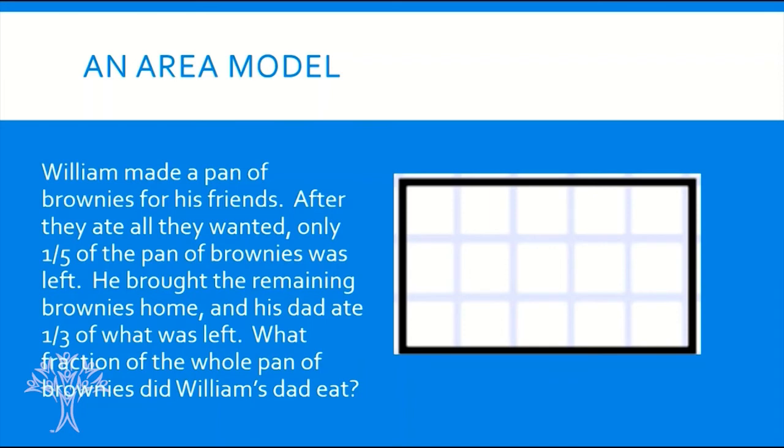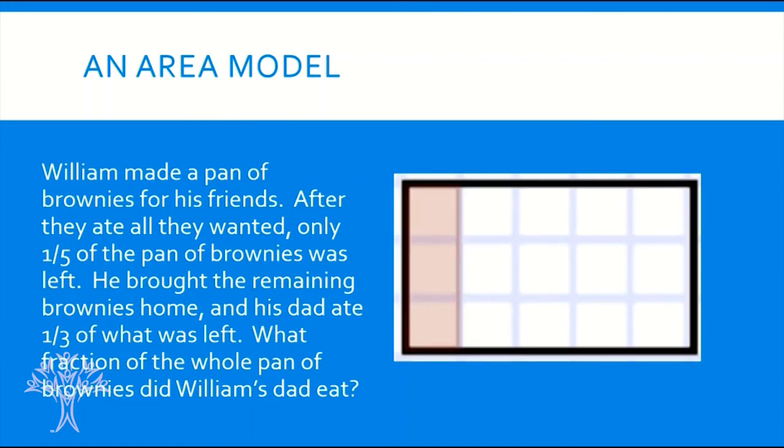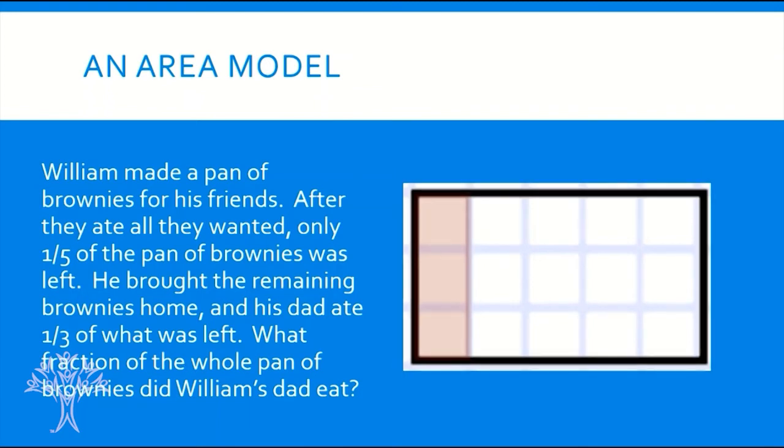Does your sketch look something like this? The shaded portion represents 1/5 of the pan of brownies that William brought home. The story tells us that William's dad ate 1/3 of the brownies William brought home. Use a new color to shade in 1/3 of the pan.